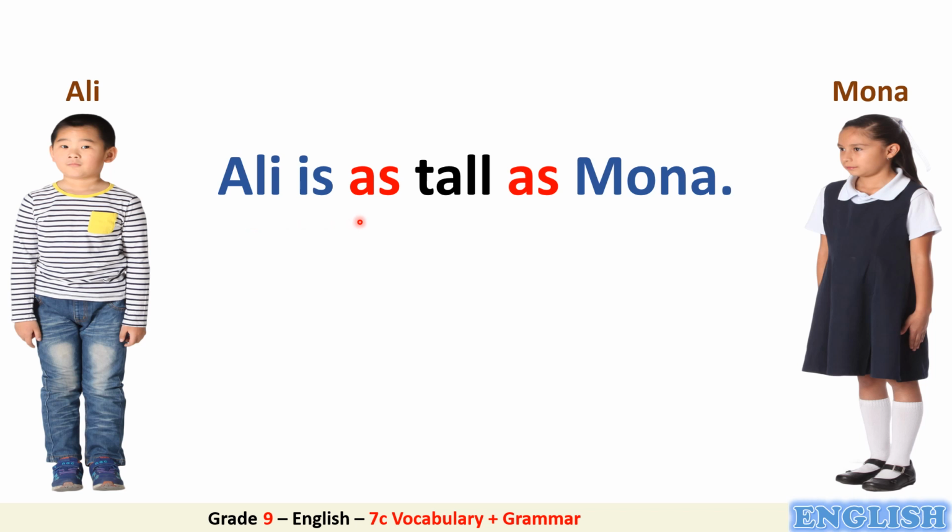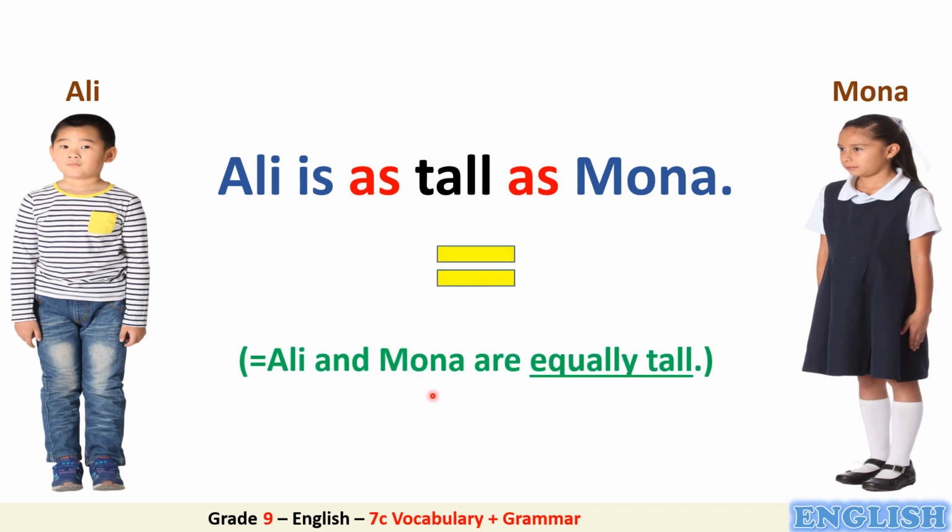Ali is as tall as Mona, which means Ali and Mona are equally tall. Look at this rule: as plus adjective plus as. We use this structure when two people or two things or two animals are the same tall or the same size or the same thing. We use this structure: as plus the adjective plus as.